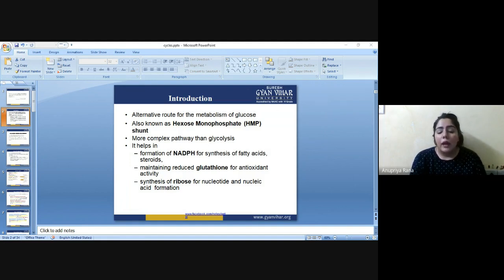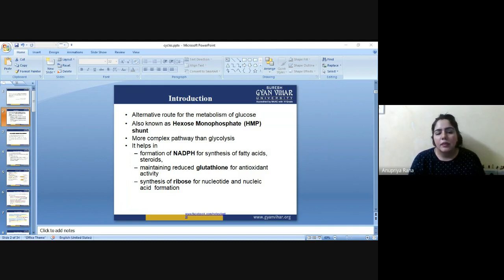Now, why are we studying this particular cycle? What is the major motive of studying it? Basically, if we compare this HMP cycle with the other cycle, glycolysis, it is more complex than glycolysis, which we are going to study next after this PPP cycle. So why are we studying it, and what does it help in?